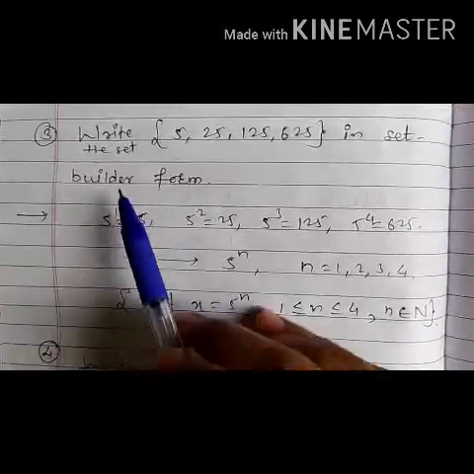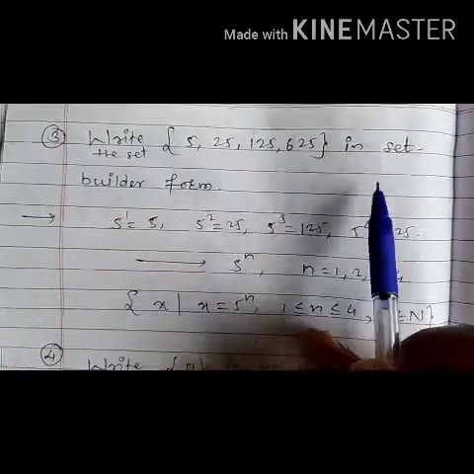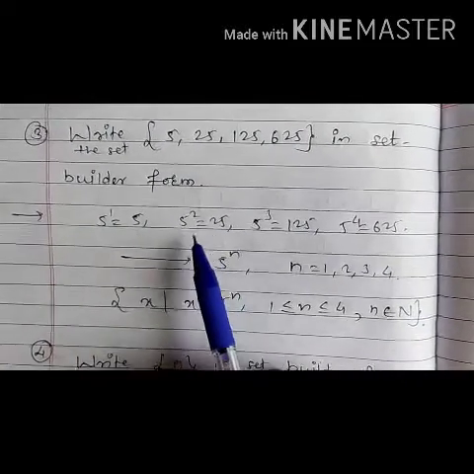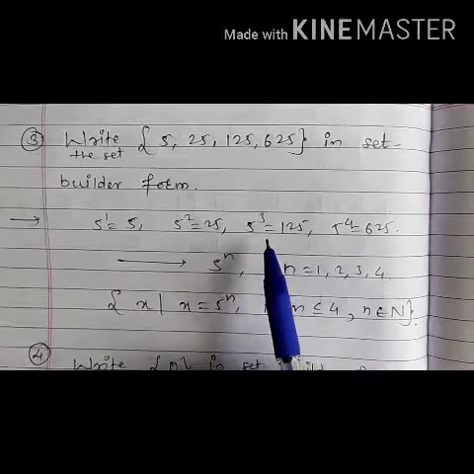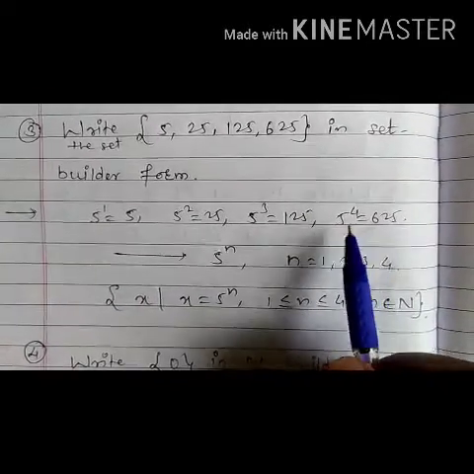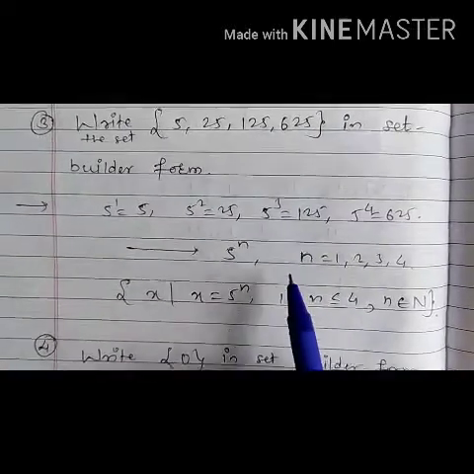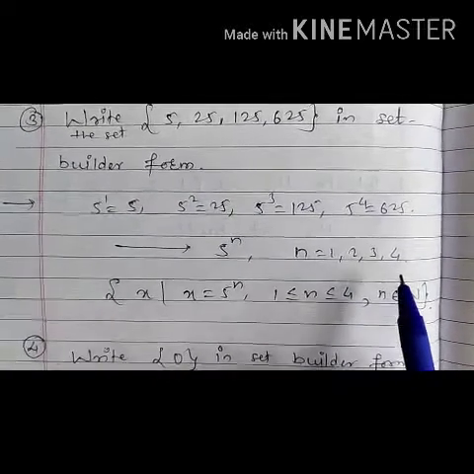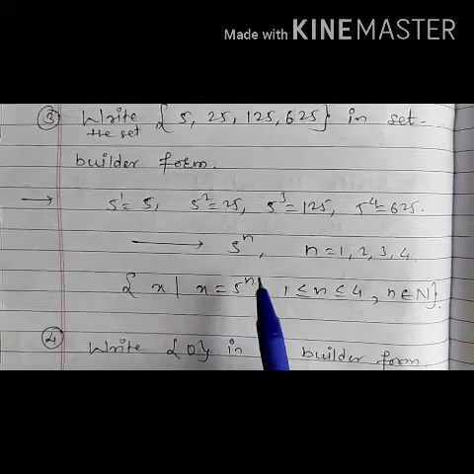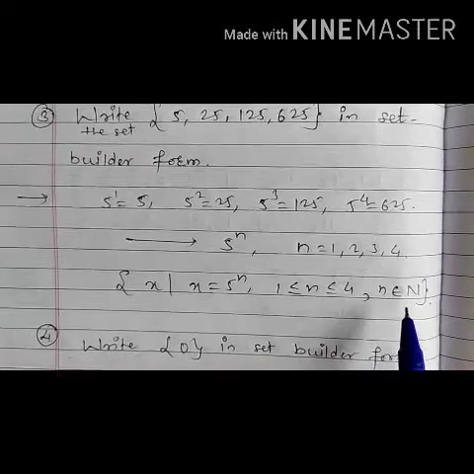Now the third example: write the set 5, 25, 125, 625 in set builder form. 5 we can write as 5 raised to 1, 25 as 5 square, 125 as 5 cube, and the last one, 625, as 5 raised to 4. So clearly all these elements are in the form 5 raised to n, where n equals 1, 2, 3, 4. So the set will be the set of x such that x equals 5 raised to n, where 1 less than or equal to n less than or equal to 4 and n belongs to the set of integers.